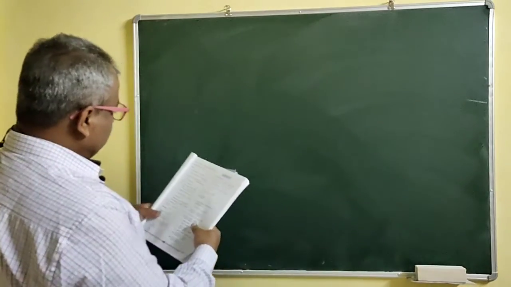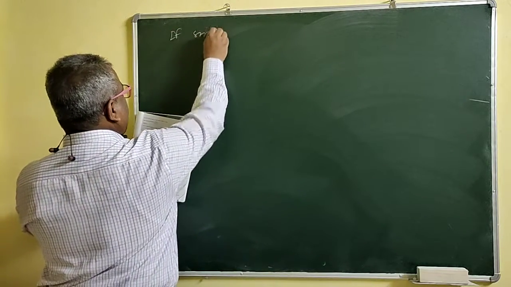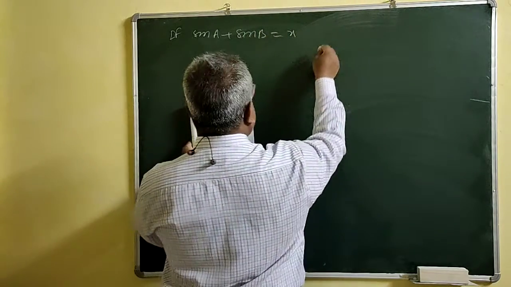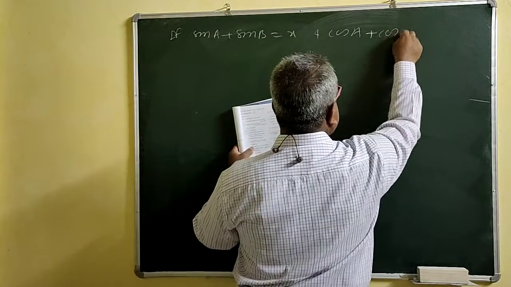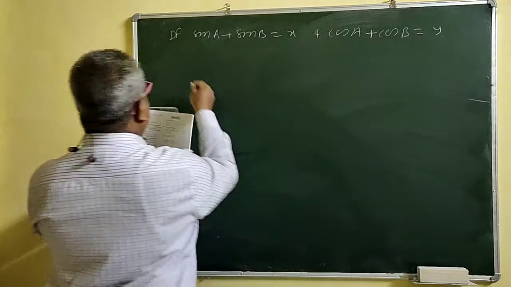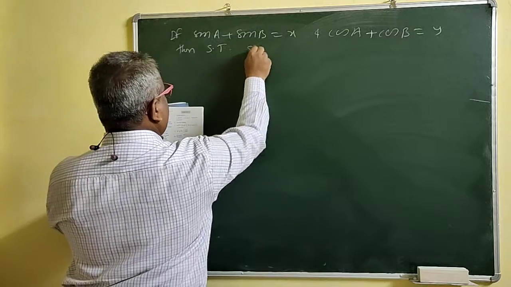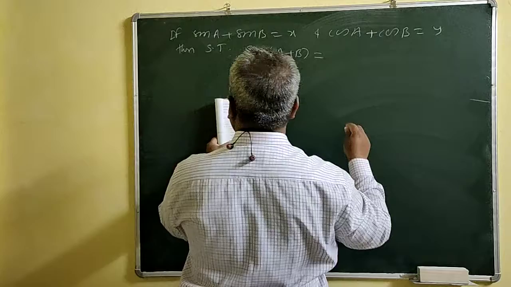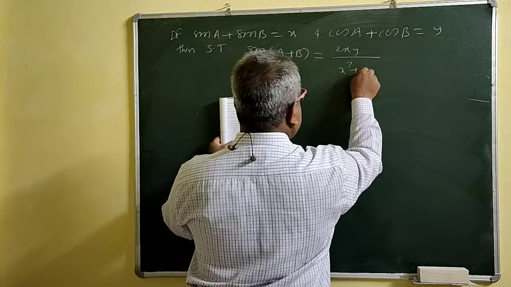Okay, so we'll go to the next problem. If sin A plus sin B is equal to x and cos A plus cos B is equal to y, then show that sin of A plus B is equal to twice xy upon x square plus y square.